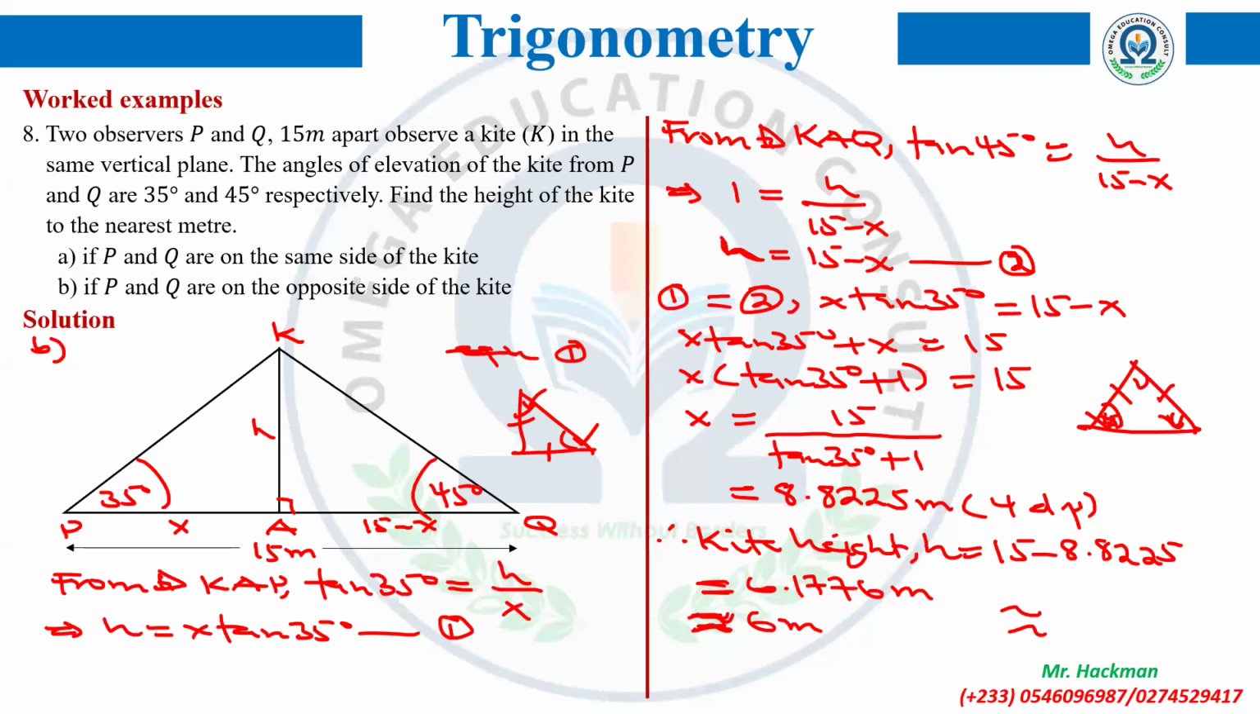Please, when I solved for x, I had a different answer. From where? 15 over tan 35 plus 1. If you are saying that that's the situation, then let me equally find out from what you have there. It means you are not giving me the right value. I want to use the calculator on my phone to check. Please, who had the same answer as this?